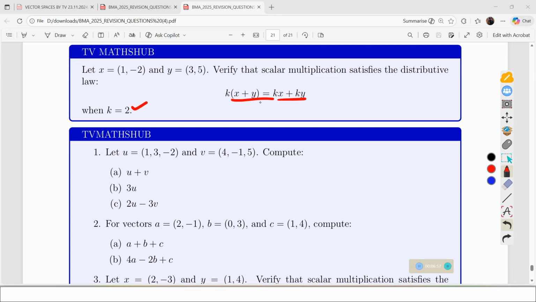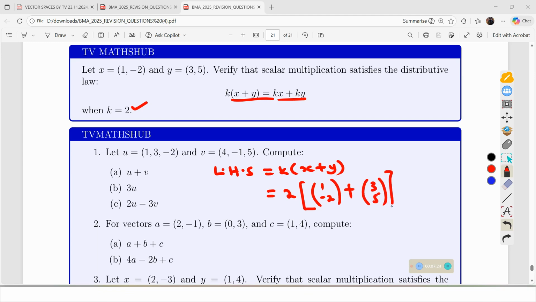So here you are given the value of k, and the values of x and y. What you do here is consider one side at a go. Let us first consider the left hand side, which is k into x plus y. What is k? k is 2. Then we have this into x, which is (1, negative 2), plus y, which is (3, 5). So that is what we shall have.